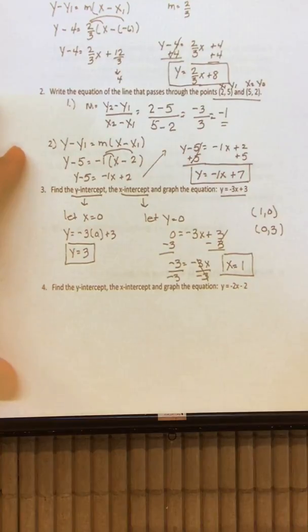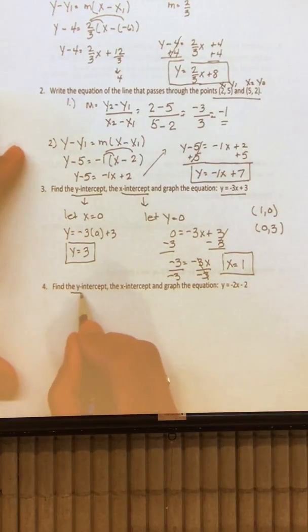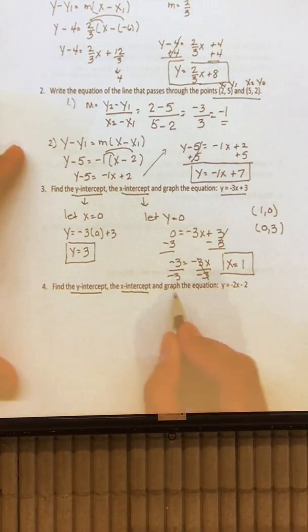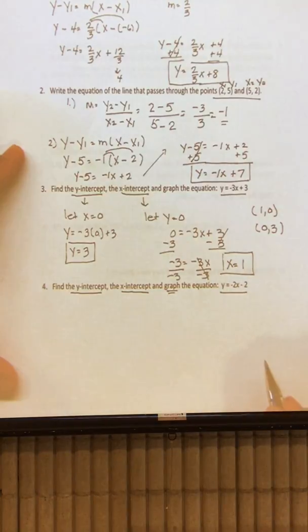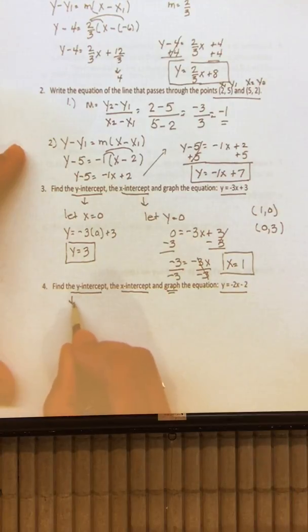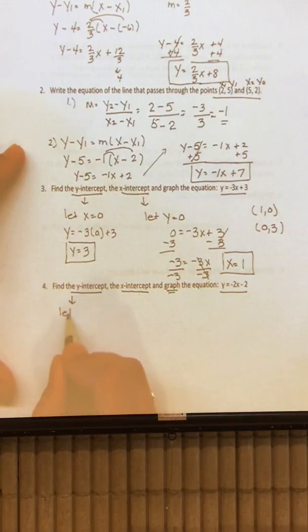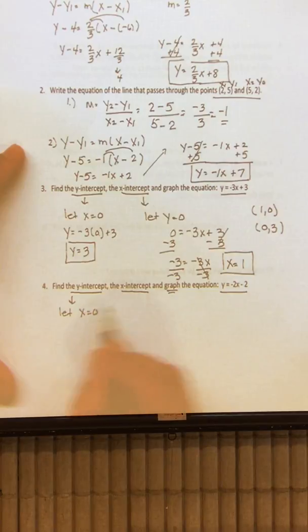Number 4, find the y-intercept and the x-intercept and graph the equation y equals negative 2x minus 2. So we do the same as before. To find the y-intercept, you let x equal 0. So substituting 0 for x, you have y equals negative 2 times 0 minus 2. Negative 2 times 0 is 0. Therefore, y is equal to negative 2. And this is your y-intercept.